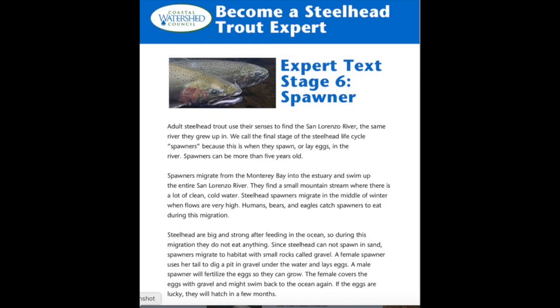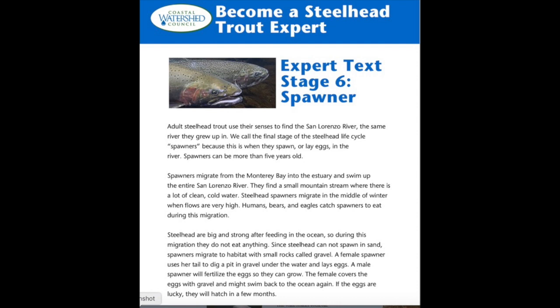Stage 6: Spawner. Adult steelhead trout use their senses to find the San Lorenzo River, the same river they grew up in. We call the final stage of the steelhead life cycle spawner because this is when they spawn, or lay eggs in the river. Spawners can be more than 5 years old. Spawners migrate from the Monterey Bay into the estuary and swim up the entire San Lorenzo River. They find a small mountain stream where there is lots of cold, clean water.